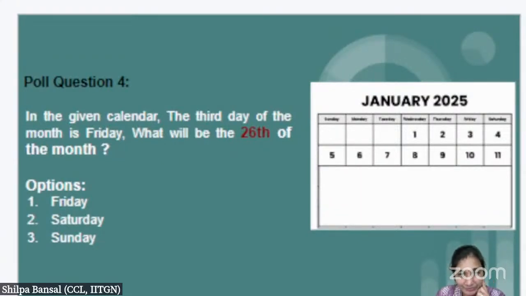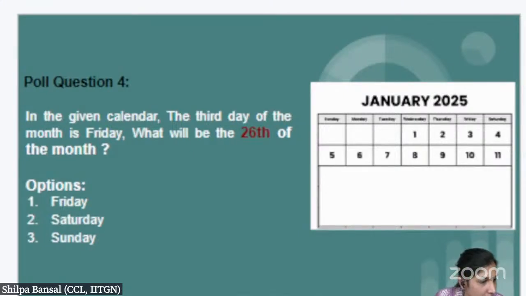This is an easy question. If 3 is Friday, what day is the 26th? It can be any month. Let me end the poll. Sixteen of you have answered Sunday and five of you Friday.